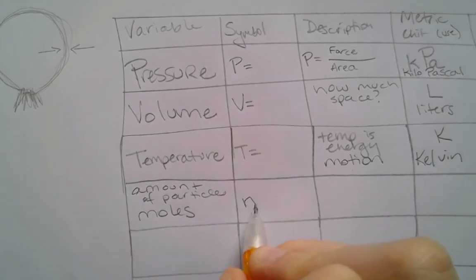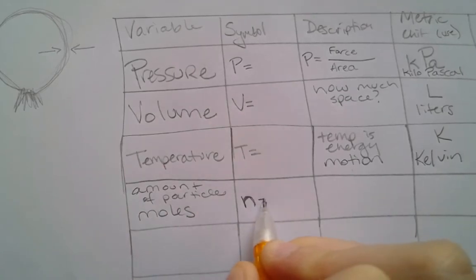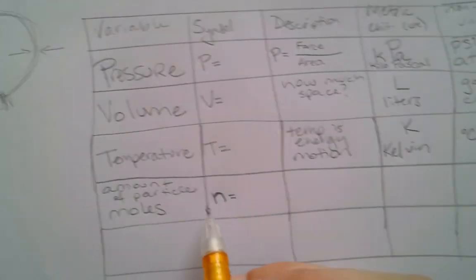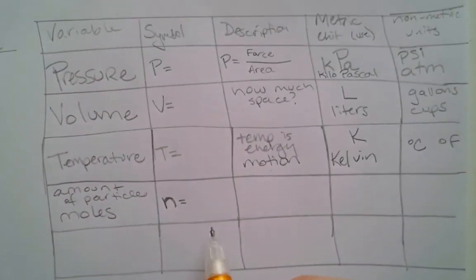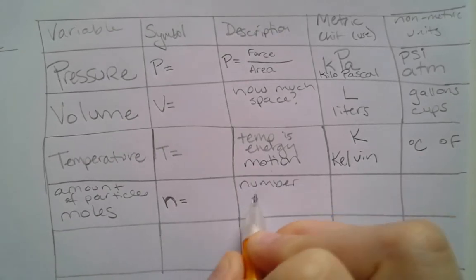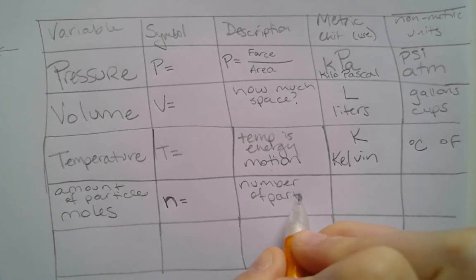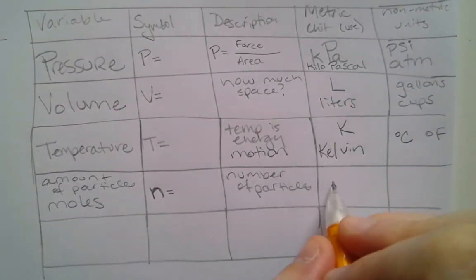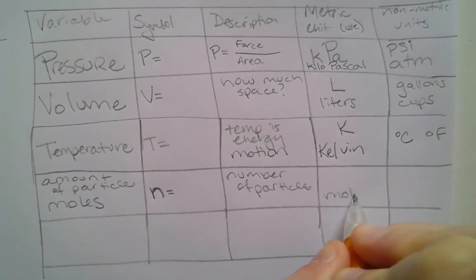The symbol is N. N is the number of particles. Oh, I should have written number. Yeah, number of particles is N. Amount of particles, same deal. Don't overthink this one. Description: number, amount of particles. And there's your unit right there. We've got the unit of moles.